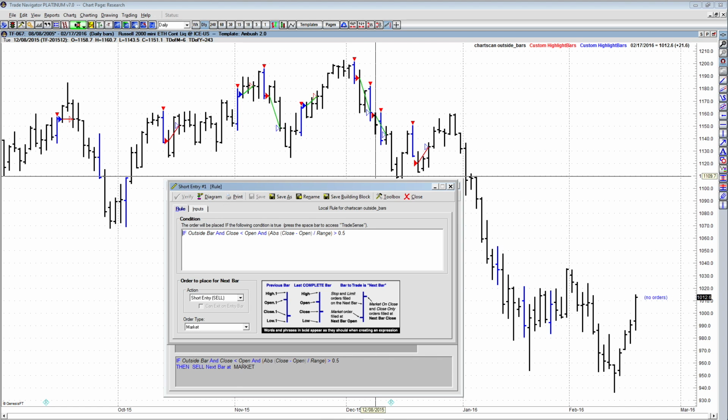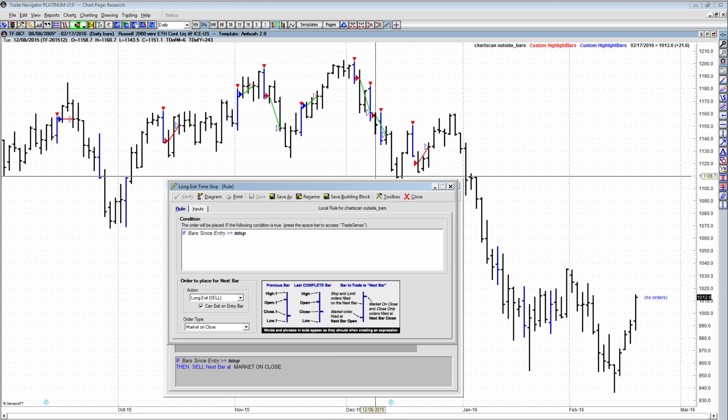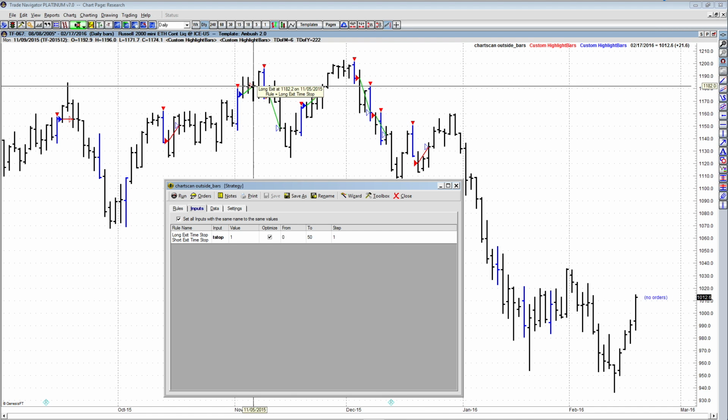Again, here are the same rules for the short entries, just the other way around. So we want a close that's lower than the open, same pattern, sell at the market. And our exit signal in this case simply is, okay, if we have been in the trade for so many bars, we want to exit on the close of the price bar. So we have one parameter here, which is the time stop, meaning after how many bars do you want to get out. And as you can see here right now, it's 1.